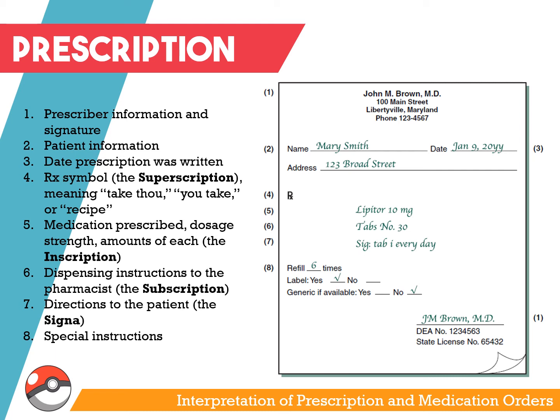While number 6, the subscription, is the dispensing instructions to the pharmacist. Number 7, directions to the patient, the signa. And number 8, special instructions. So take note of the differences between superscription, inscription, and subscription, as it is where most students have a hard time remembering. Okay?